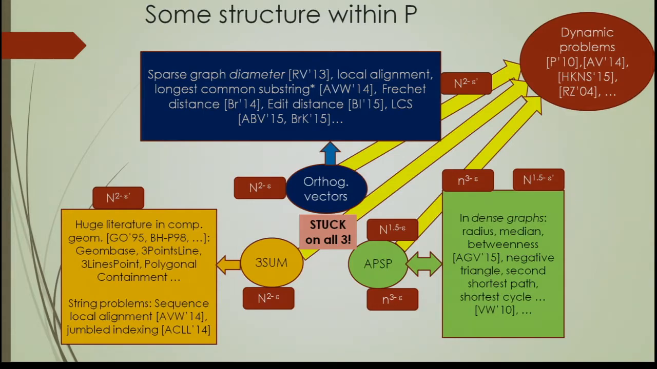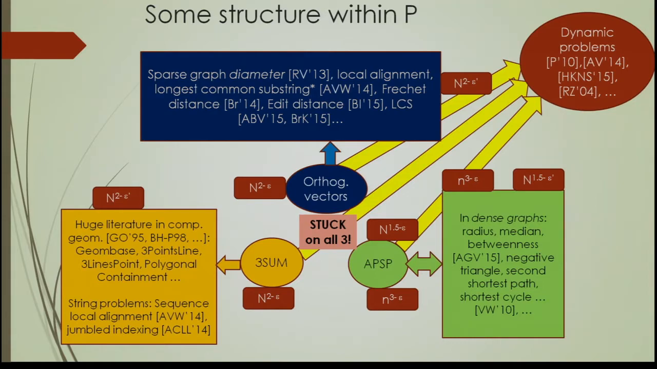These two problems and many more, Ryan and I had a paper in 2010 that showed these reductions that followed in the way that I had on the slide. And what they say, the equivalence, is that if you get an n to the 3 minus epsilon algorithm for any of these problems, then you get an n to the 3 minus delta algorithm, maybe a different delta, for all the others.